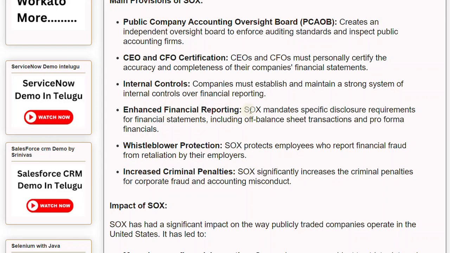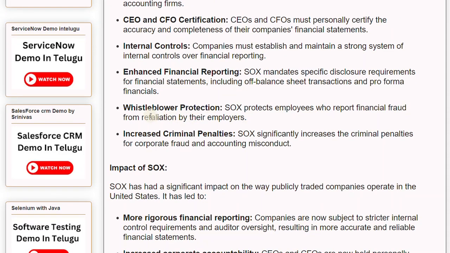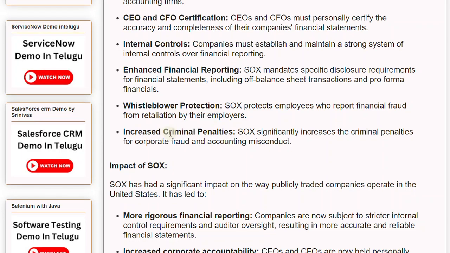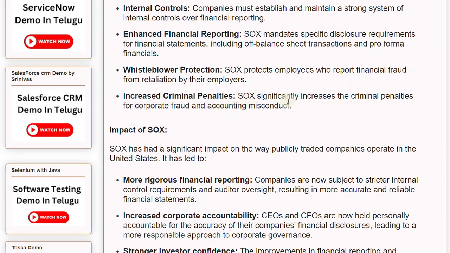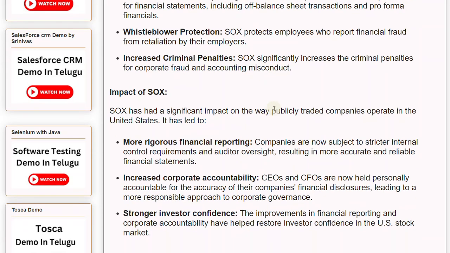Enhanced financial reporting. SOX mandates specific disclosure requirements for financial statements, including off-balance sheet transactions and pro forma financials. Whistleblower protection. SOX protects employees who report financial fraud from retaliation by their employers. Increased criminal penalties. SOX significantly increases the criminal penalties for corporate fraud and accounting misconduct.